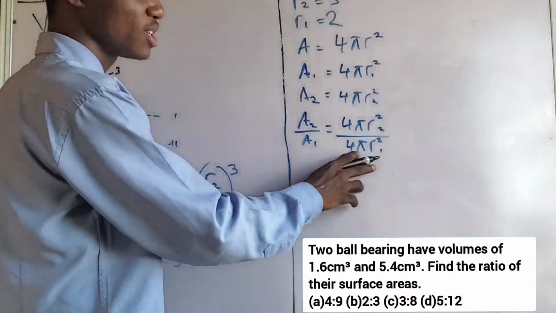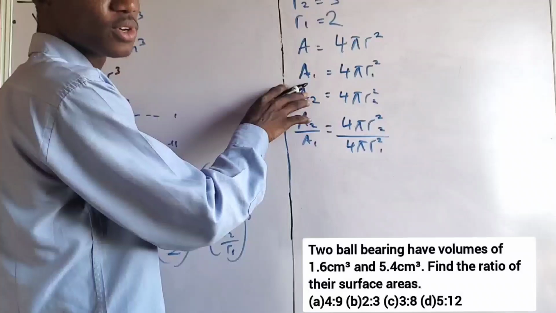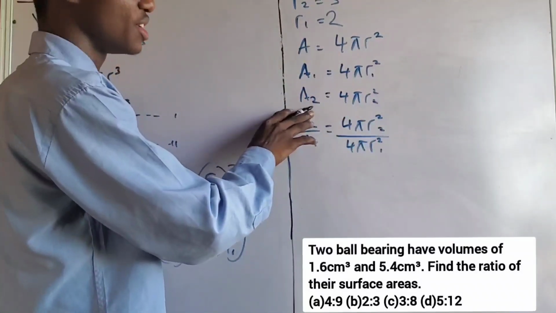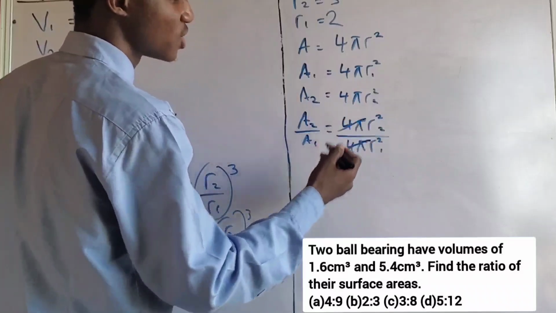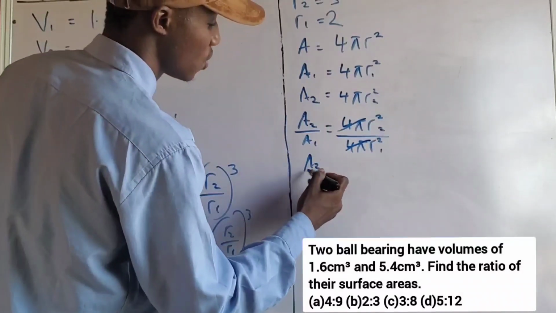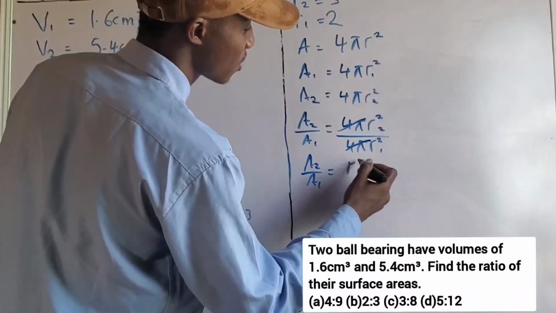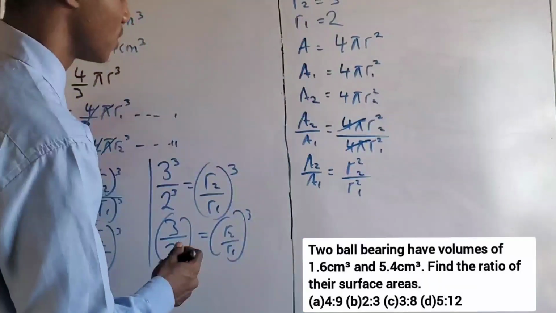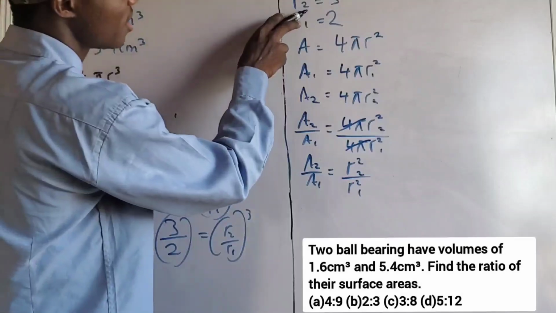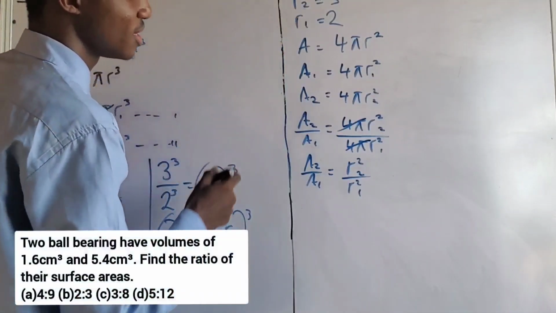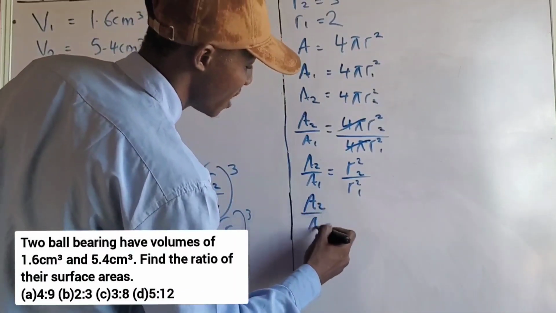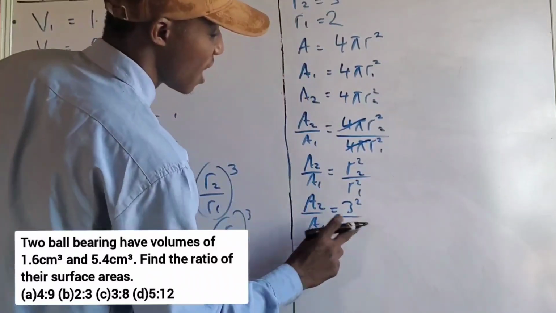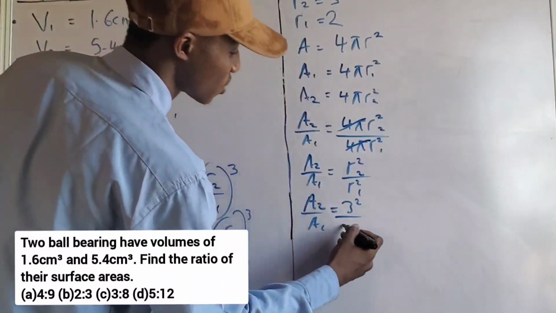Just put the subscript. This subscript means the first radius belongs to the first area, and the second subscript, which is r2, belongs to the second area. Are you getting it? So this will eliminate this. So I'm left with what? A2 all over A1 is equal to r2 squared over r1 squared. Now, don't forget that the second radius, r2, is what? 3. So I'm going to have A2 all over A1 is equal to 3 squared, r2 is 3, all over r1, and r1 is 2.